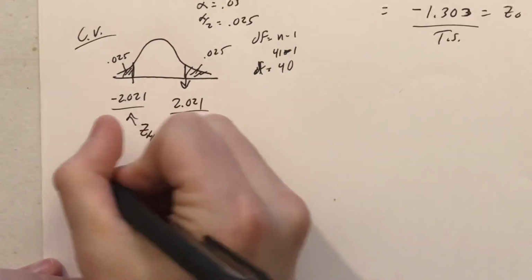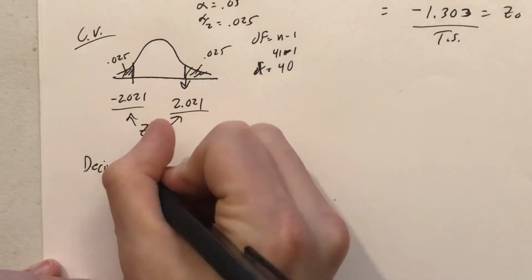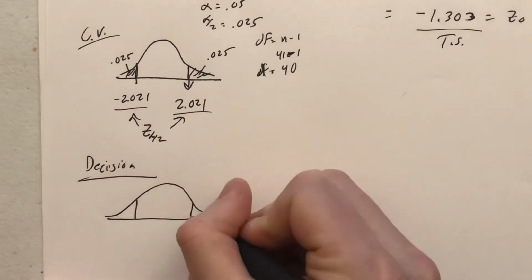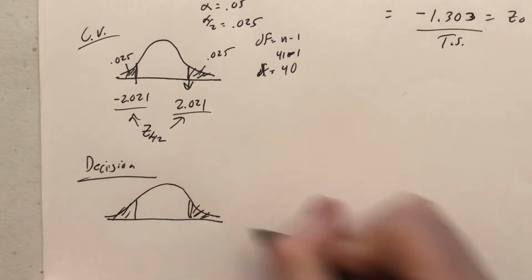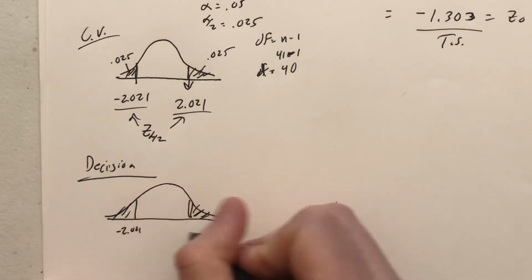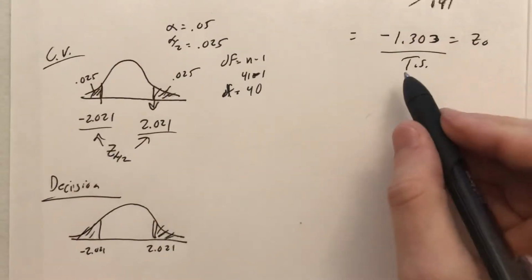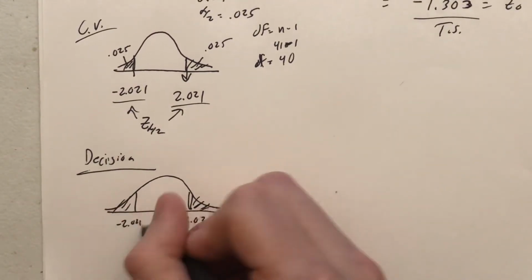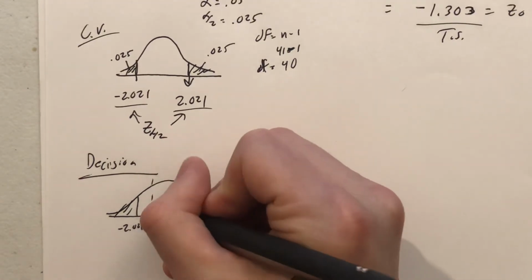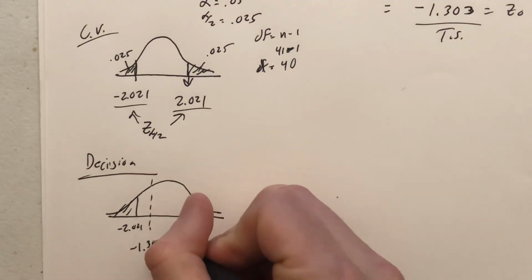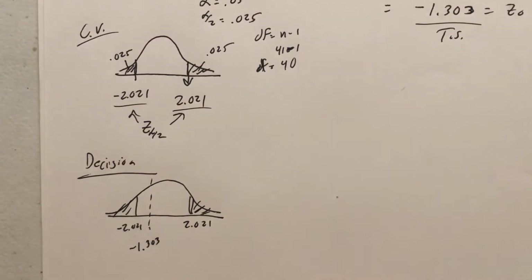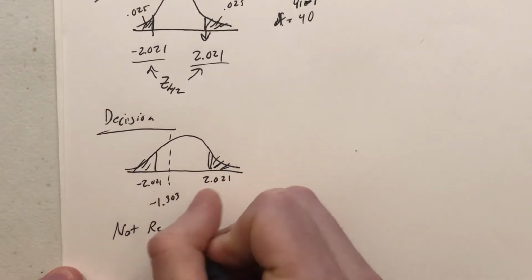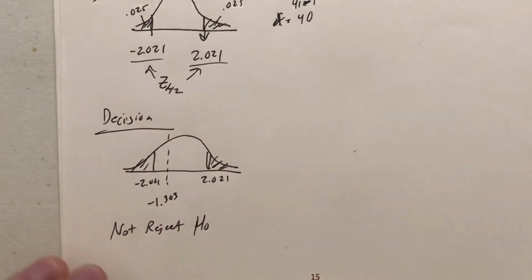From there, we can make a decision. Imagining that picture with those boundaries at negative 2.021 and 2.021, our test statistic of negative 1.303 is not further than that, right? Not lower, not smaller than negative 2.021. Somewhere over there is negative 1.303, and that does not fall into the critical regions, or again, the rejection regions. So we're going to not reject the null.